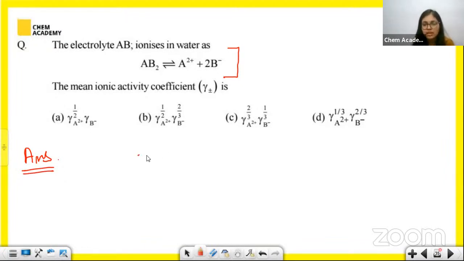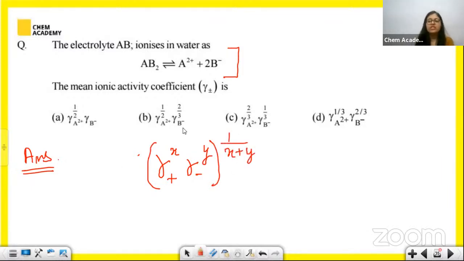So the formula is gamma plus raised to the power x, gamma negative raised to the power y, and the power of whole of this would be 1 upon x plus y. This is the equation that you need to remember. This is the formula that you need to remember, and you will be able to easily solve all the questions of this type. Now here x and y are the stoichiometries of the product species. X is the stoichiometry of A and y is the stoichiometry of B.